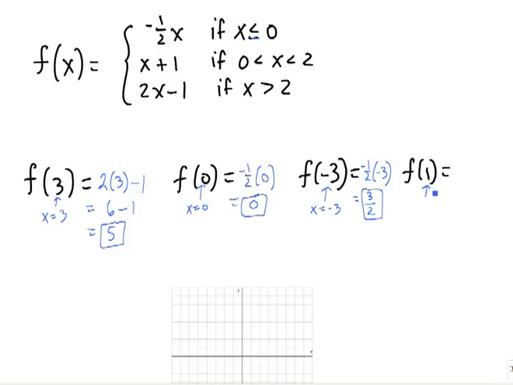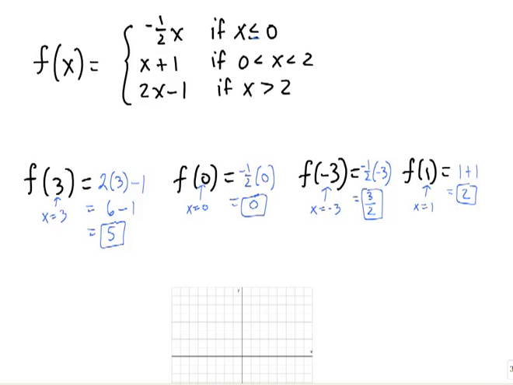Okay, and in the last example, we want f of 1, so we want x to be 1. So which inequality does 1 fall into? Well, 1 is between 0 and 2, so this time we're going to be using the middle rule, substituting in 1 for the x. So this is going to be 1 plus 1, or just 2. So that's how we evaluate our function.